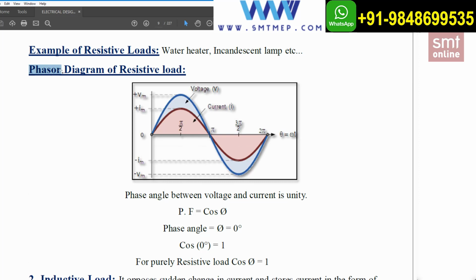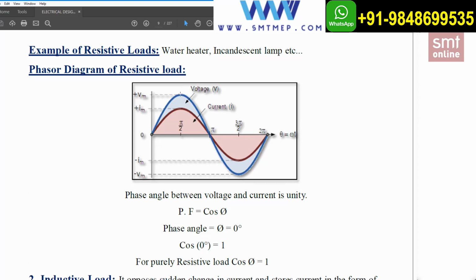And the phasor diagram, in the sense the simulation output. Here you can see this is the positive cycle and this is the negative cycle. From the frequency point of view, the voltage and the current are starting at 0 degrees. One cycle consists of a positive cycle of 180 degrees and a negative cycle of 180 degrees. This is the voltage, and this is the current.